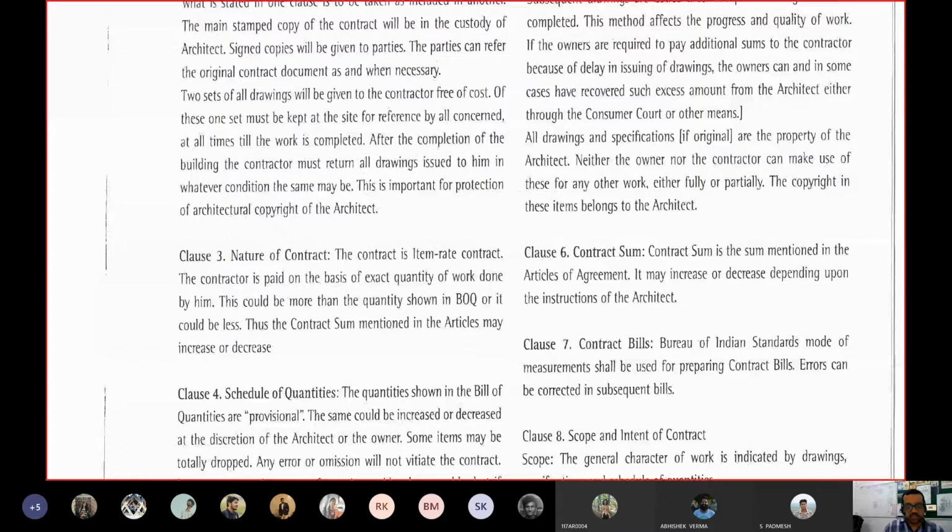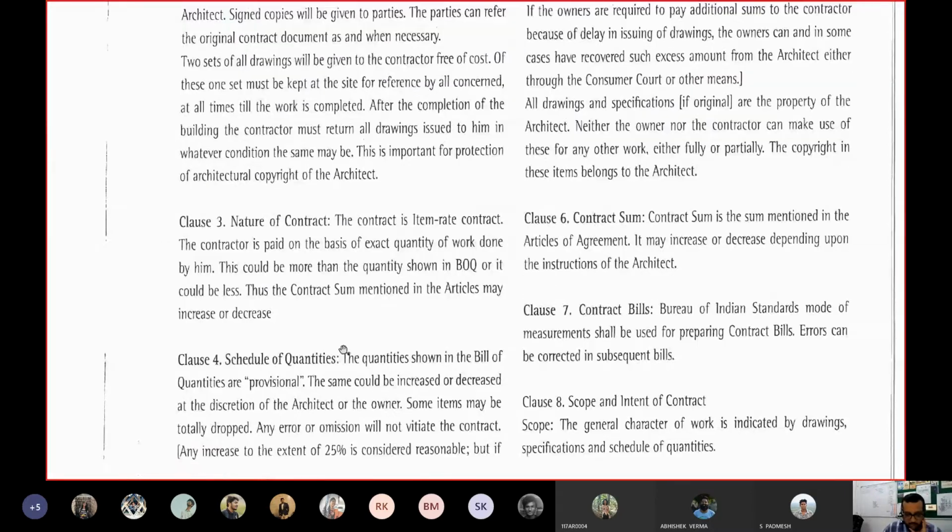Okay. Next is schedule of quantities. Now the quantities shown in the bill of quantities are generally provisional. That means the estimated quantity during the tendering process is provisional. If given a contract, this much quantity of product has to be supplied at the site, or this many manpower has to be supplied at the site. But this quantity is provisional, to get an idea and to get a tender.